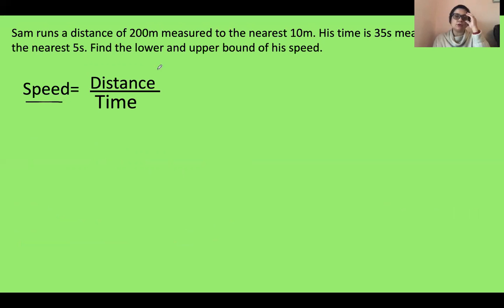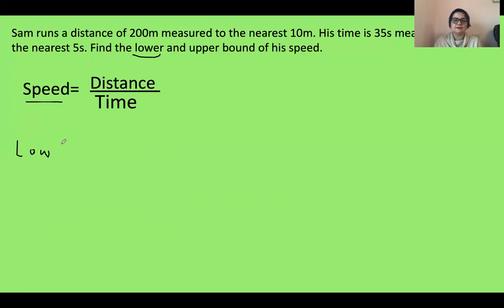Speed, which means lower and upper bound of the speed. Now, let's start with the lower bound of the speed. Lower bound of the speed, which means you need to find the lowest value of the whole fraction, distance over time. So what do you need to find the lowest bound of the speed?